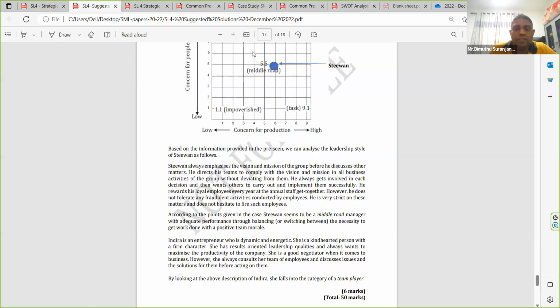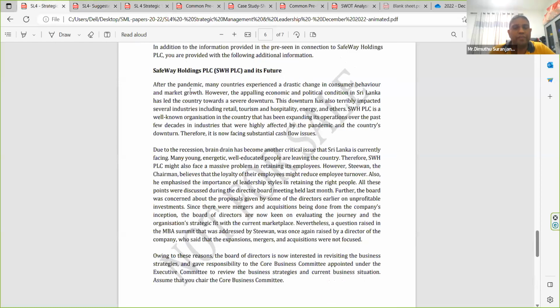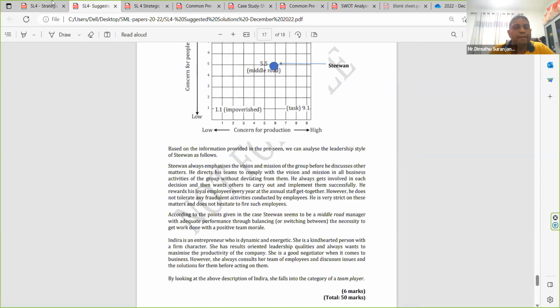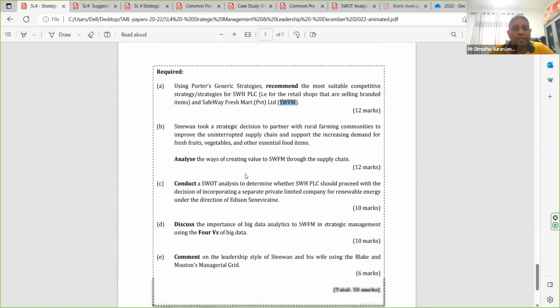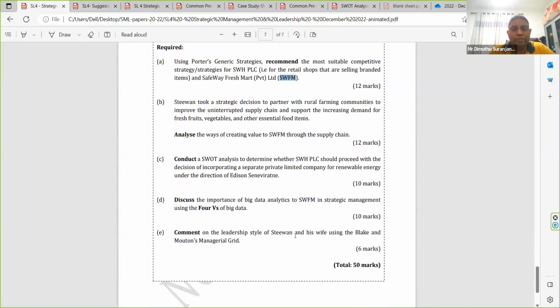According to the points given in the case, Stephen seemed to be a middle road manager with adequate performance through balancing the necessity to get work done with positive team morale. Yes, our point was correct. Then what is the next part? Actually, we didn't look at this.